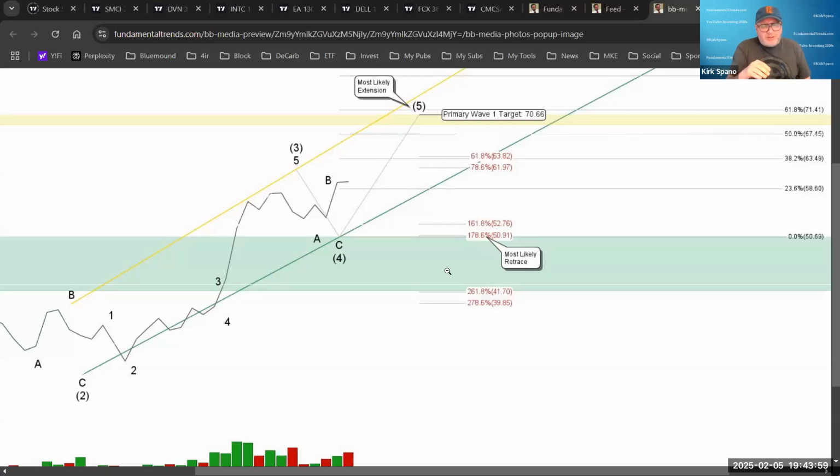Both times there was intervention. I don't think you see that intervention at 19% this time. So if it doesn't stop naturally, then it probably goes to that next level down.